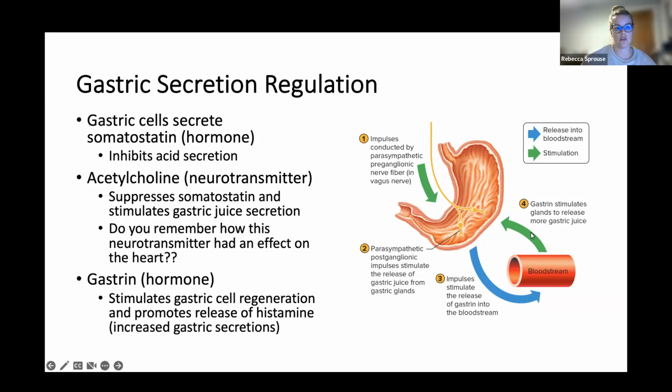So this is just an image from your book. Basically, a parasympathetic nerve impulse comes down to the stomach and targets it. That is going to stimulate the release of juice in the stomach and gastrin into the bloodstream, which is a hormone. And then gastrin is going to further tell that stomach to keep producing gastric juice. So now you have kind of a positive feedback type mechanism in which we are continuing a trend, right? We're releasing even more juice in response to the juice that's already been released.